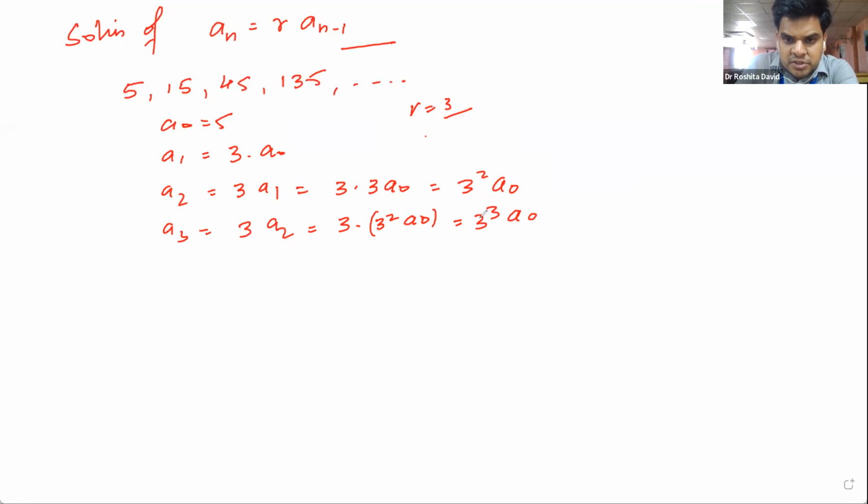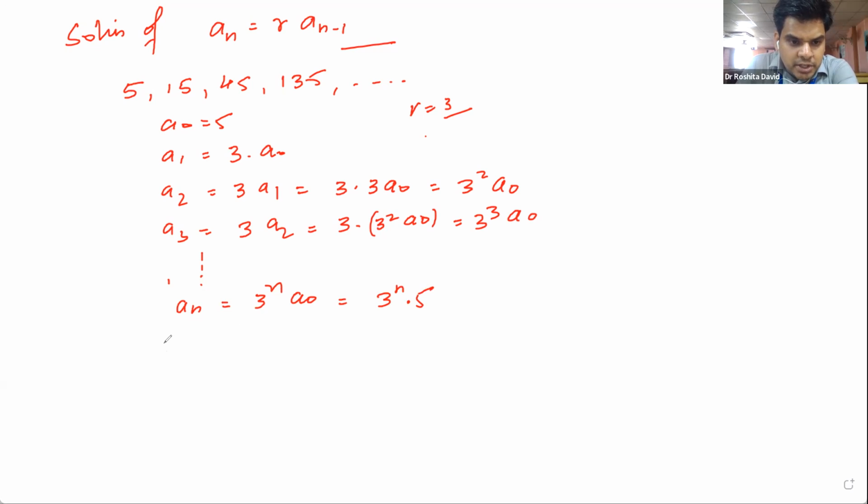So a3 is 3 cube a0. So what's going to be the solution if I find out an? What's going to be the solution? 3 to the power n a0. This is going to be the solution. And a0 we know it's 5. So 3 to the power n into 5.